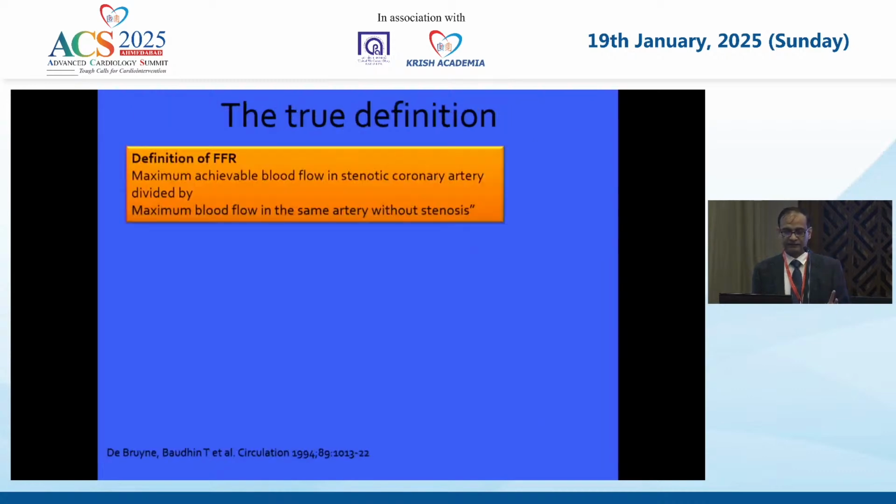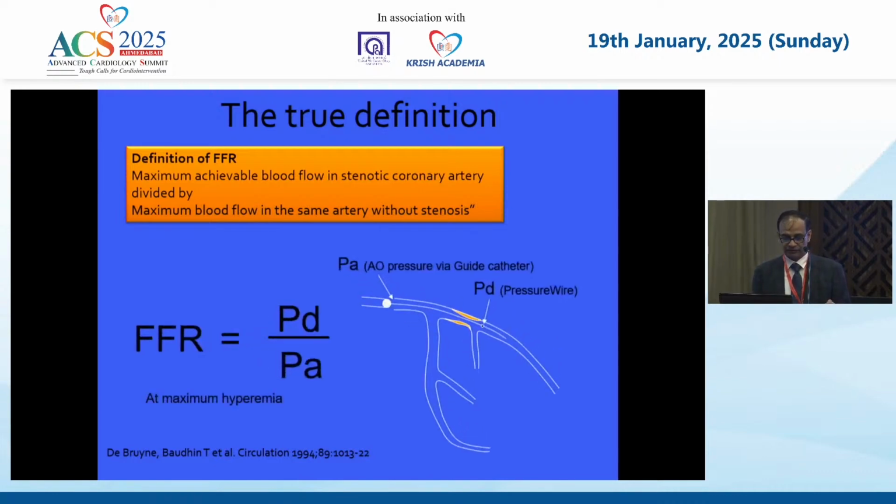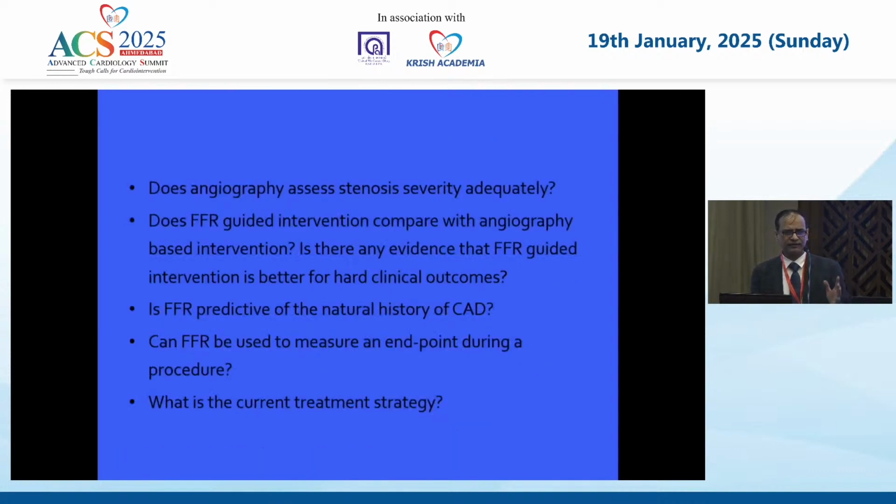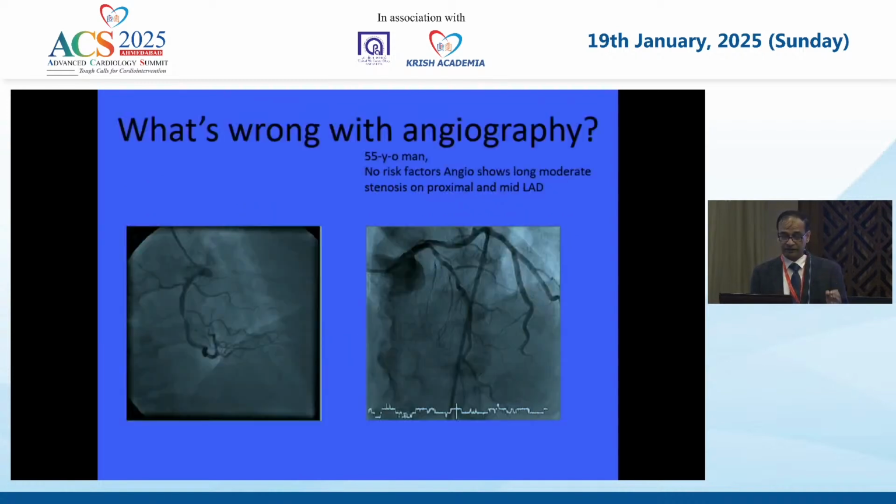Thus the FFR is the maximum achievable blood flow in a stenotic artery divided by blood flow in the same artery without stenosis, and this is how we do it with a pressure wire. Now, these are all questions that have been answered, but we'll quickly go through them: whether it assesses stenosis completely, whether FFR-guided intervention compares, whether it predicts the natural history of coronary artery disease, can it be used as an endpoint, and what is our current treatment strategy.